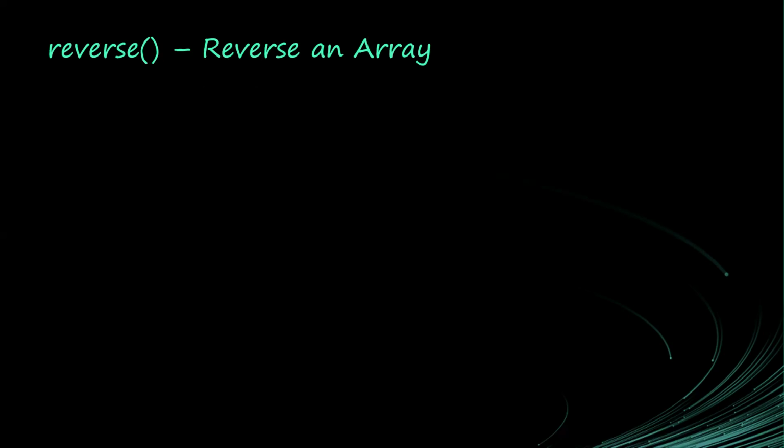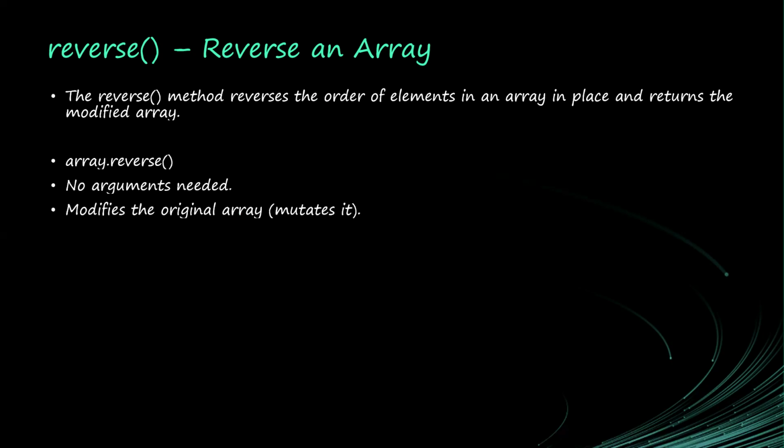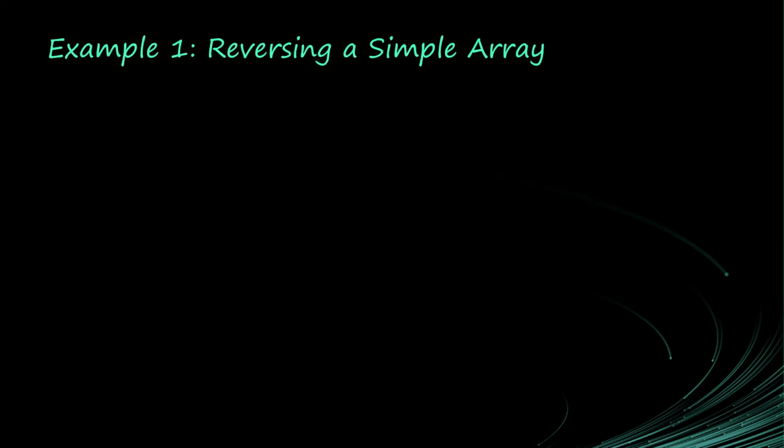All right, so the last one we take a look at is reversing an array. The reverse method reverses the order of elements in an array in place and returns the modified array. There is no argument needed to reverse it, and it modifies the original array. It will change the original array.